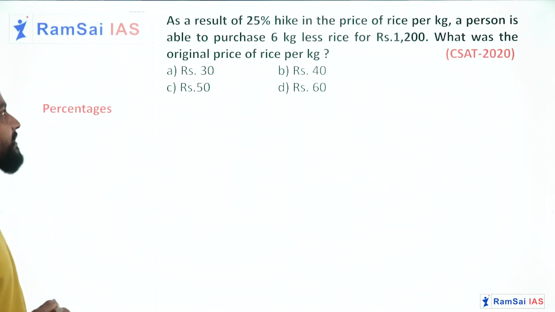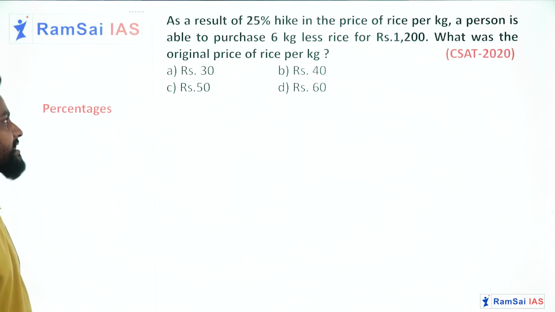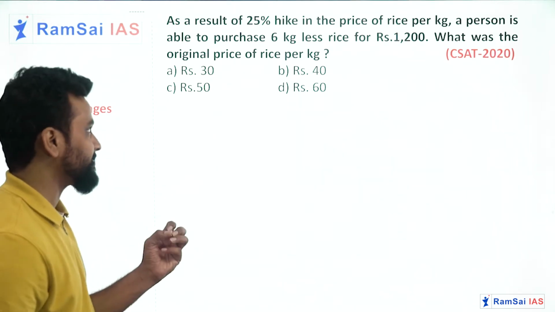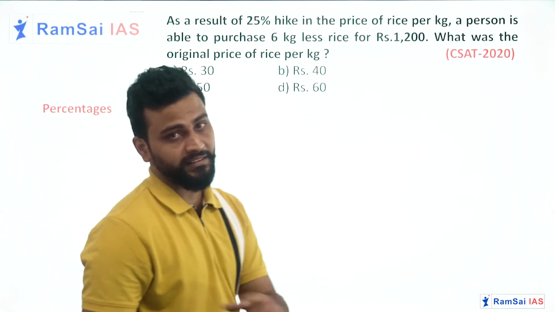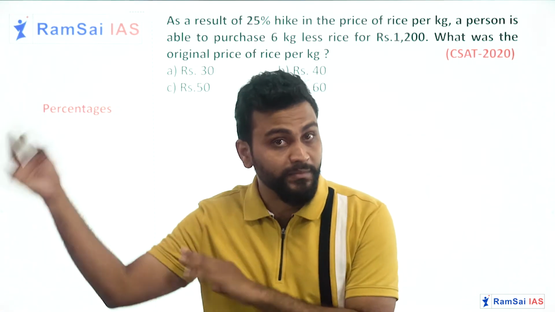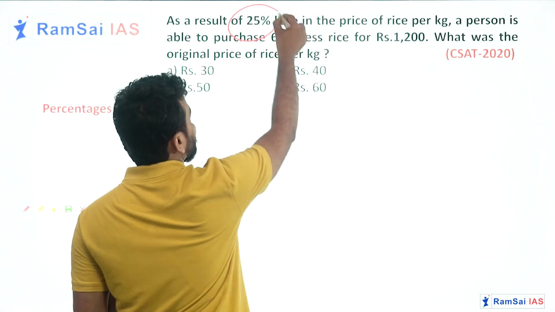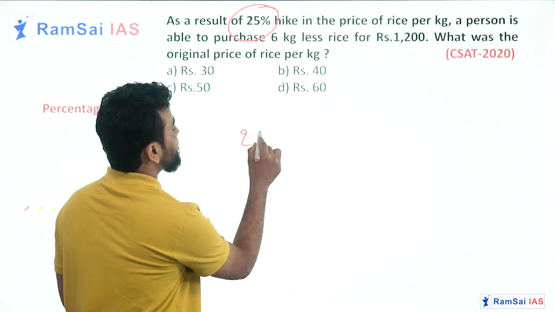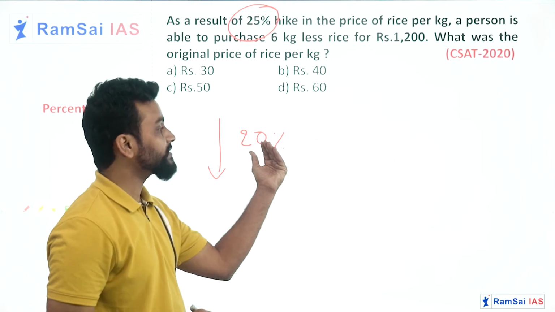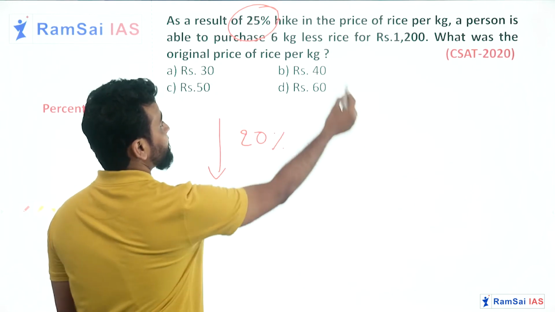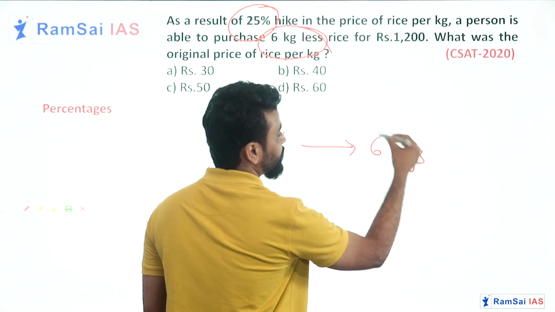As a result of a 25% hike in the price of rice per kg, a person is able to purchase 6 kilograms less rice for 1200 rupees. What was the original price of the rice per kg? Here also use the same concept as the previous question. Now a 25% increase in the rate results in a 20% decrease in the usage, obviously. Right? So 20% usage was reduced and in terms of kgs, it was clearly given as 6 kgs.